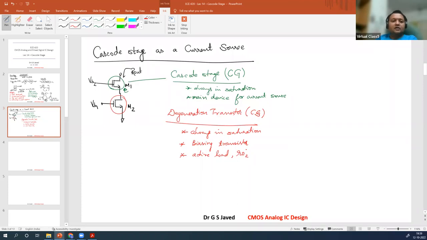Correct? So what will happen here? You need a very large current source, right? For a current source, the requirement is a large output impedance. Right? This is the aim. Any current source should have a large output impedance. Now, let's see if we can achieve this in this configuration. So what will we do? We will draw the small signal equivalent.